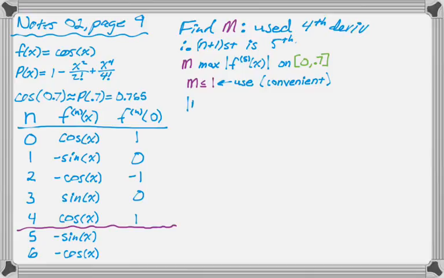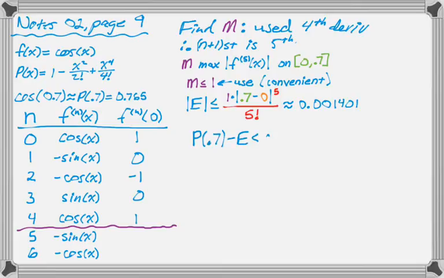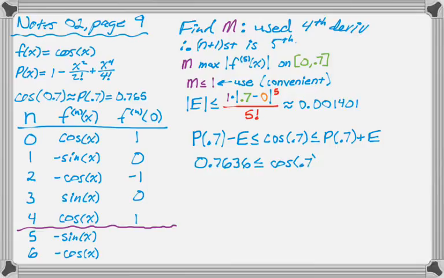So now I just set up the error. The absolute value of the error is less than or equal to m times the absolute value of 0.7 minus 0, to the 5th, over 5 factorial. Which is approximately 0.001401. So that's a very small error. So I can now trap the value of cosine of 0.7. It's between my estimate minus the error and my estimate plus the error. Then I use the calculator to knock these numbers out. So I know that cosine of 0.7 is somewhere between those two numbers.